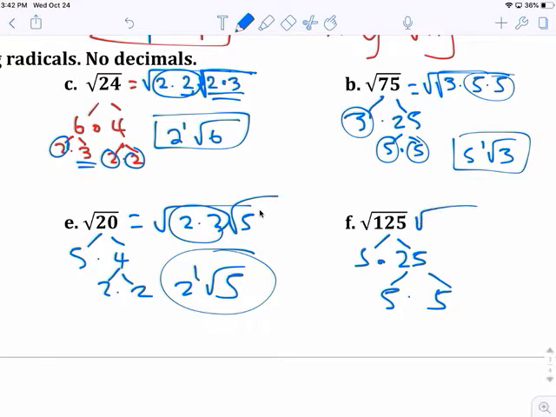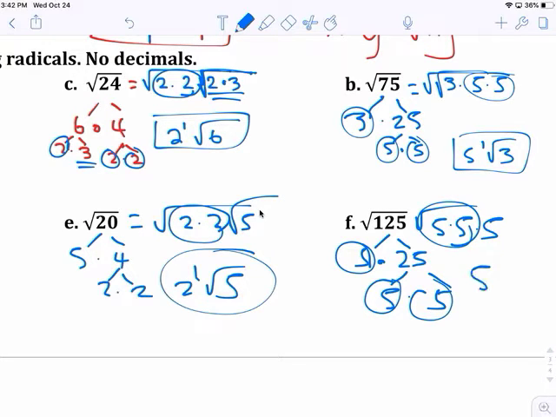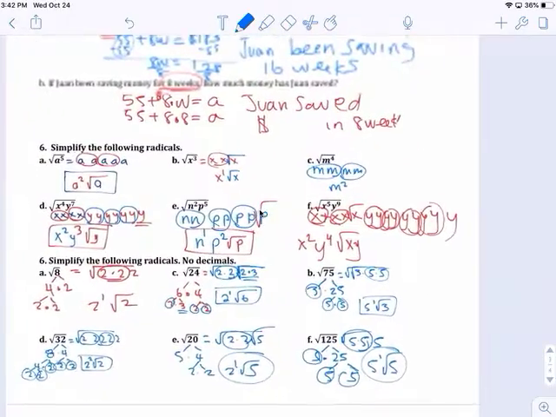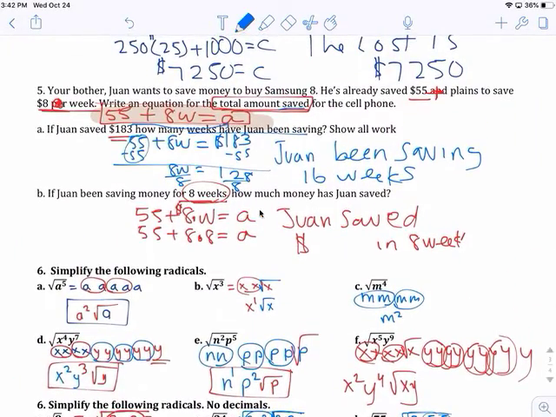Okay, so right here, 5 times 5 times 5, 5 to the first, square root of 5. That's your answer. Okay, there you go. Hope that helps.